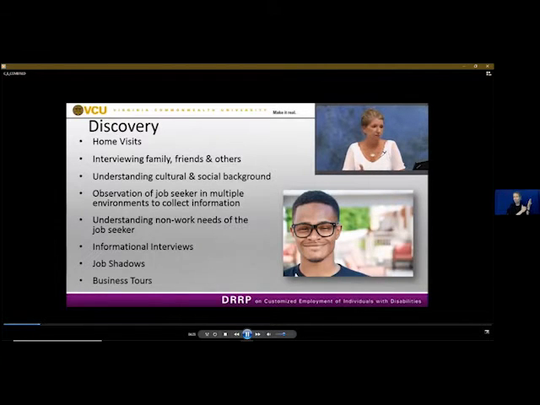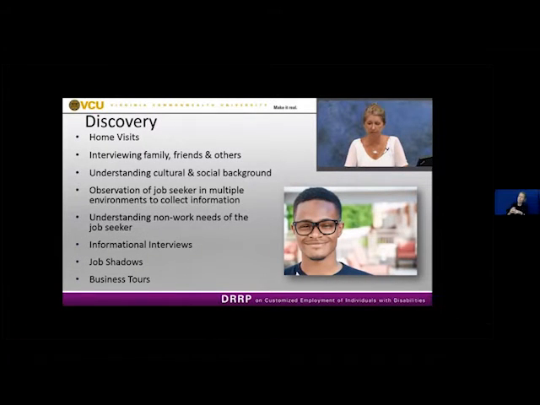So traditionally, we would learn about an individual with a disability through a series of vocational assessments, where a state vocational rehabilitation counselor might go through some assessments or send them to someone within the agency to have assessments done. This process is totally different. This is all done in the community, in locations where the customer feels most comfortable. We use what's called discovery.